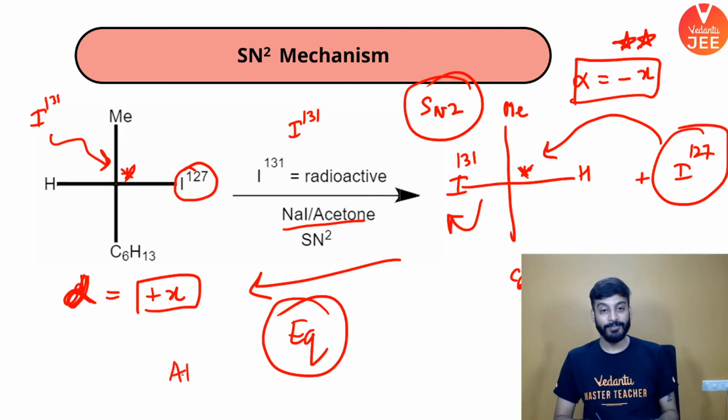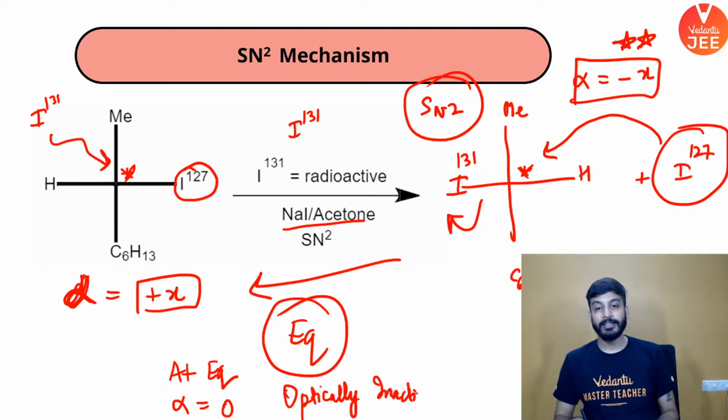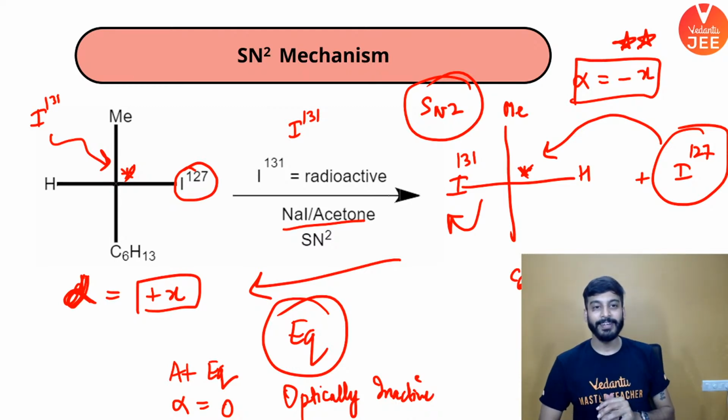At equilibrium, he concluded this, and see, very, very important thing. He found that the specific rotation was 0. It means it is optically inactive. There is racemization happening. There is a racemic mixture at equilibrium.